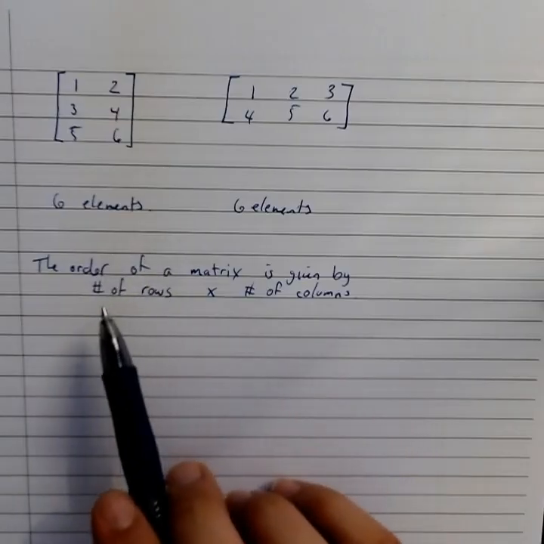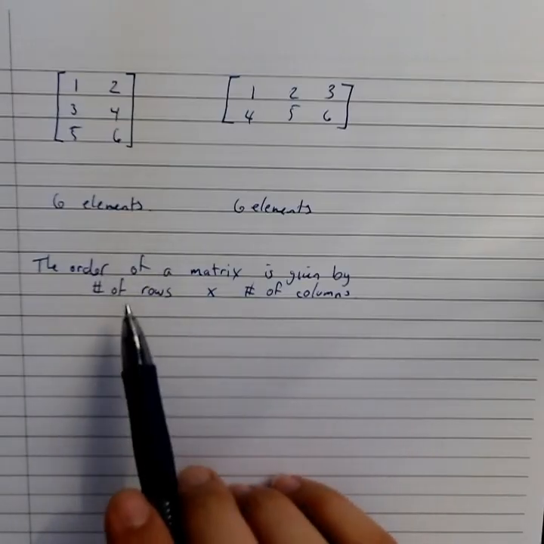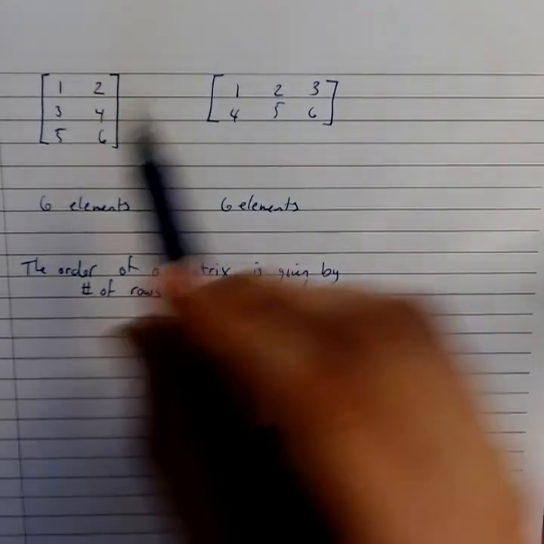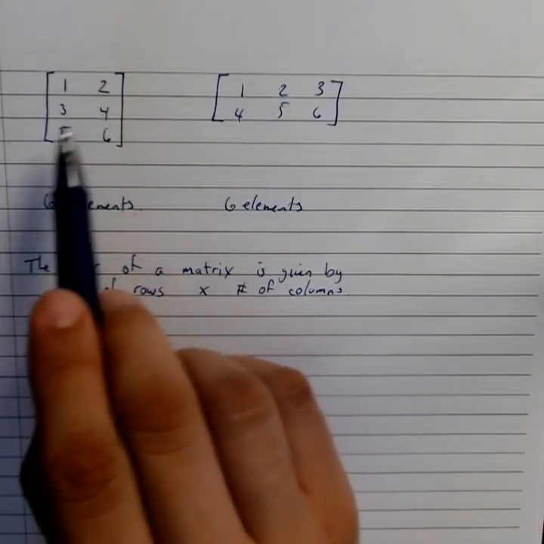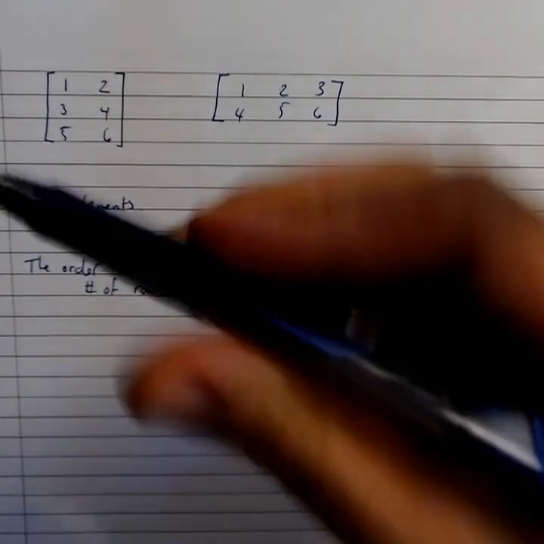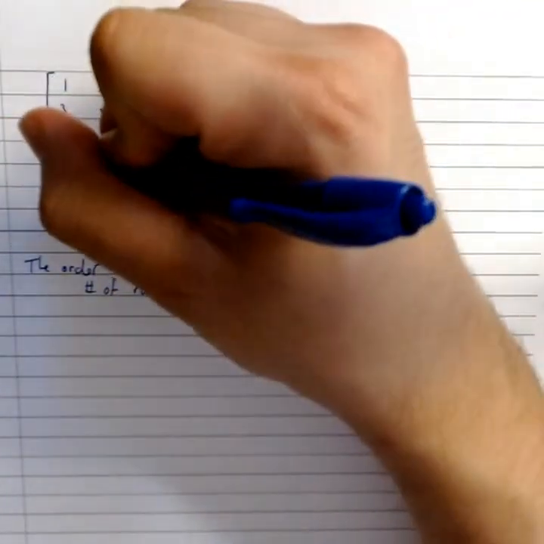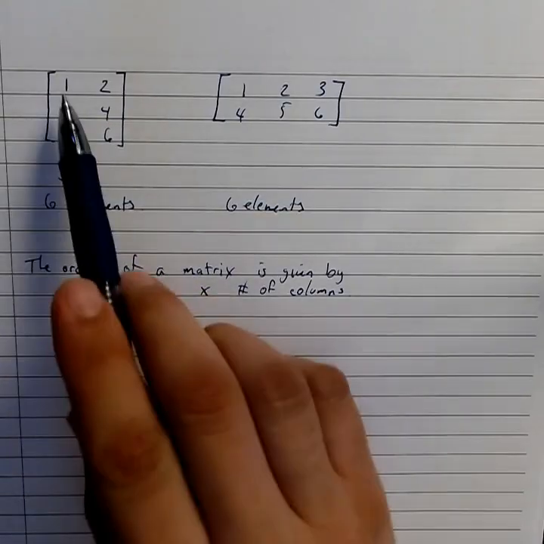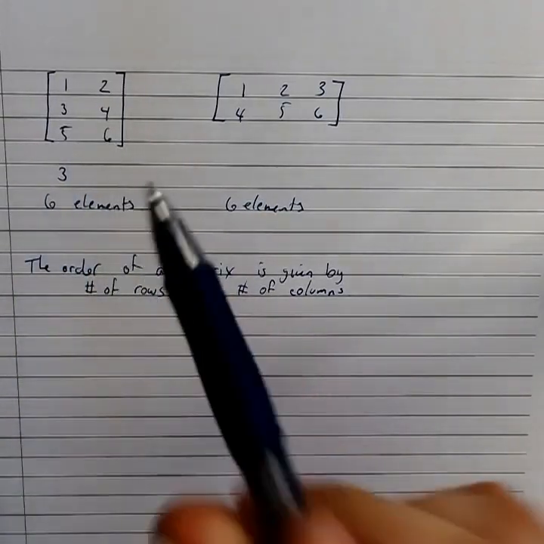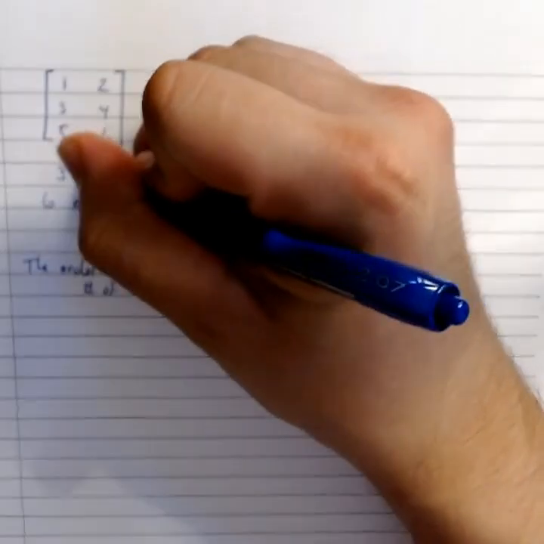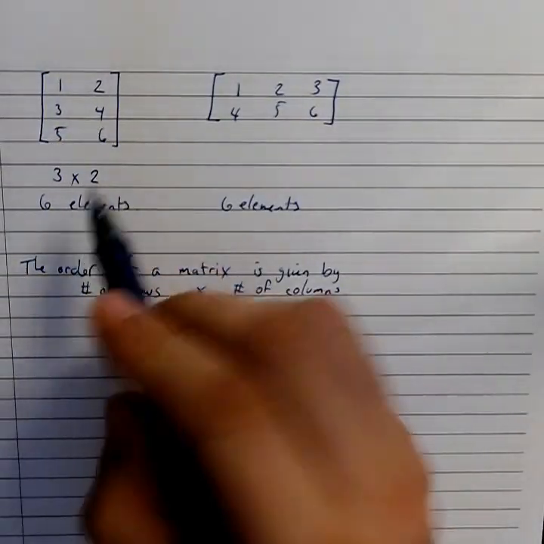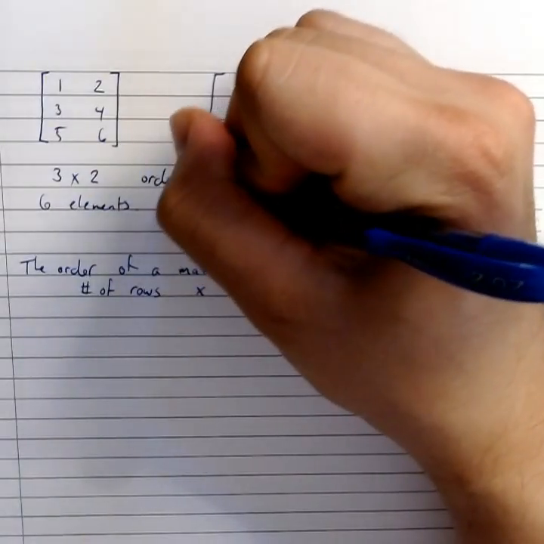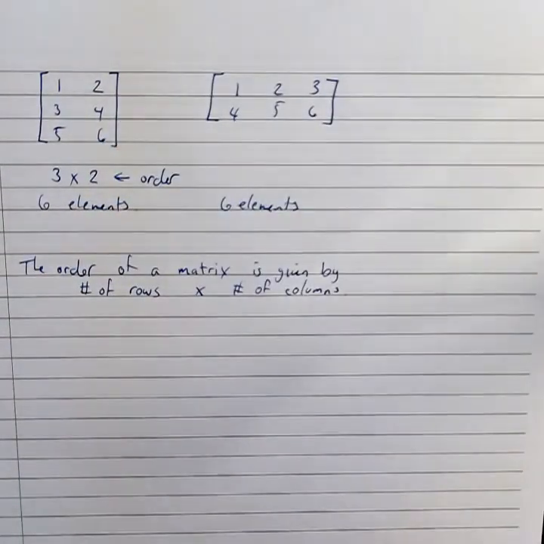Now, when we say this, number of rows by number of columns, make sure it's in this order. What I mean by that is here, this has 3 rows. So that's the first number we're going to write. This is called a 3. This has 1, 2 columns. So this is called a 3 by 2 matrix. This is its order. The order of the matrix is 3 by 2.